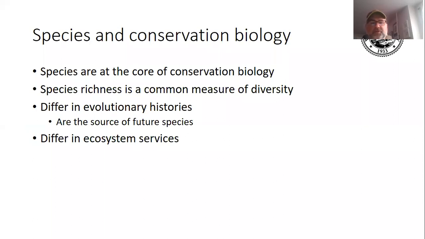So species are at the core of conservation biology, and what I mean by that is it's the most common measure of biodiversity. Species differ in their ecosystem services, and they differ in their evolutionary histories, and they are the future. Unless they go extinct, they could become future species.